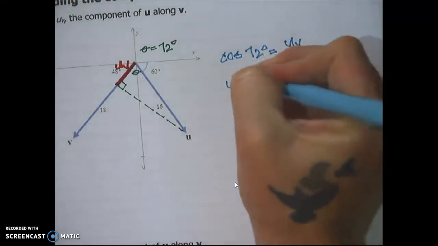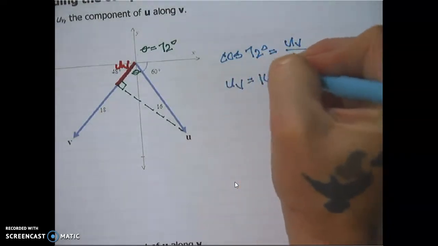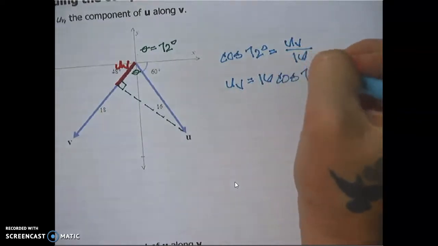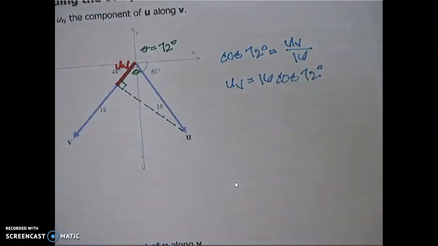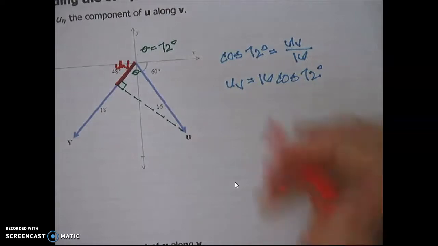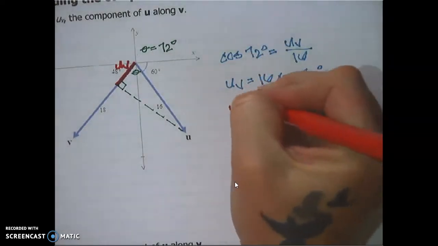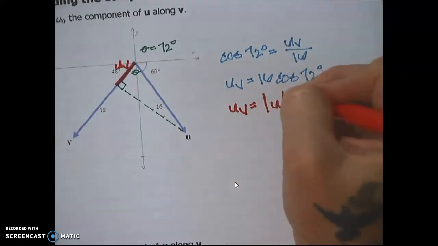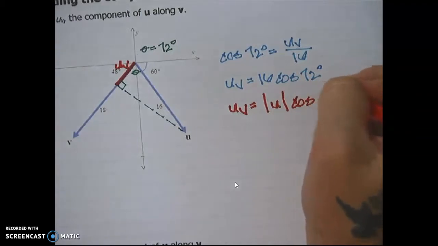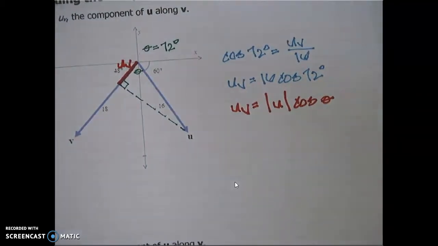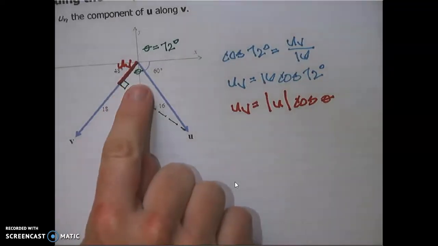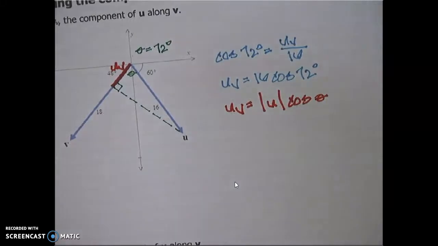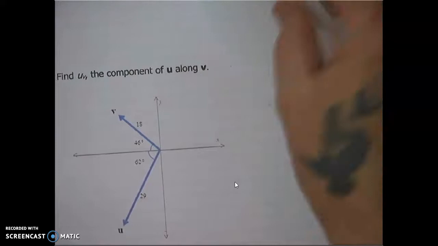So u sub v is 16 cosine 72. I'm not going to bother to put that in my calculator, but you could do that. So our formula then will always be the magnitude of u cosine theta. So it is important to note here that in this case, theta, the angle between u and v, was acute. But let's look at what happens when that angle is obtuse.